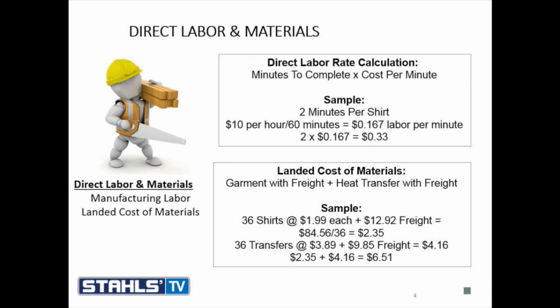But 36 shirts at $1.99 each for the shirt plus $12.92 in freight equals $84.36. Divide that by 36, and you can quickly see how freight is 36 cents of the cost, equaling $2.35. The same thing with the transfers, a screen printed transfer in this case, or a CAD-CUT transfer. You get the point. Freight needs to be a part of it when you're figuring out what that landed cost is.